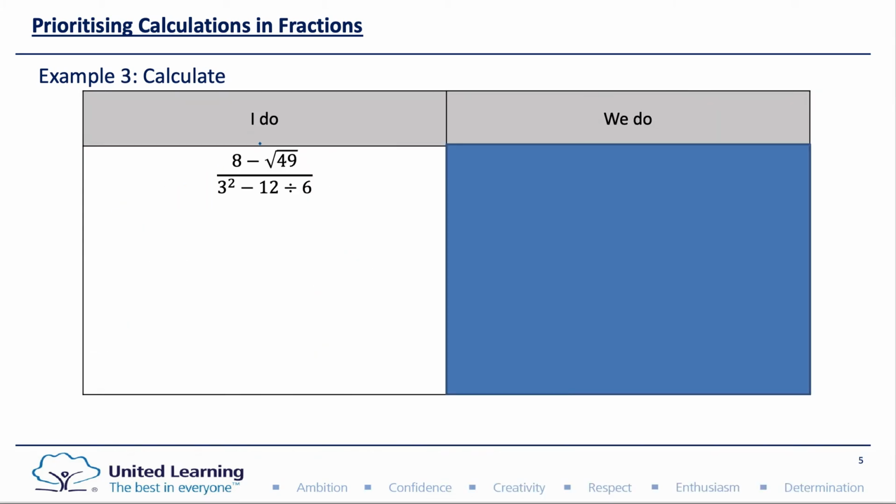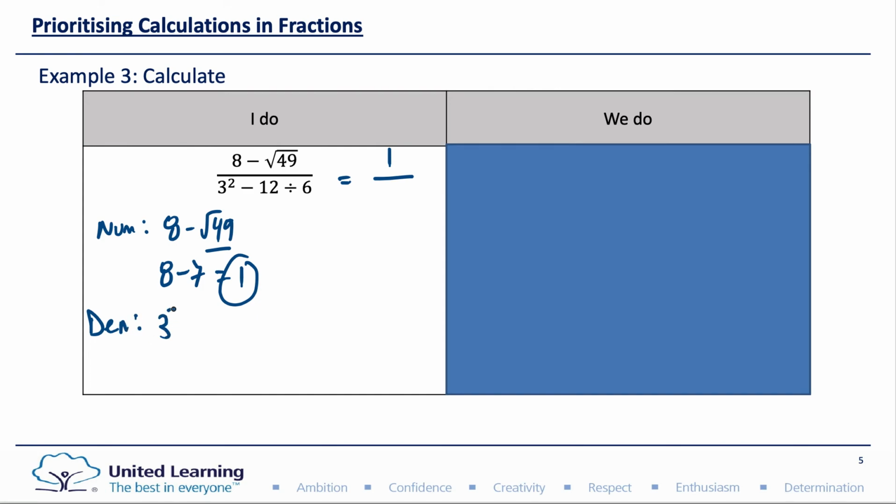Let's do one more. So now we're going to apply indices and roots like we saw in the previous video. Same thing, if we could just figure out what this value represents and what this value is, then we can worry about the division last. So let's come over here and write the numerator. So 8 minus the square root of 49. So the square root of 49 is 7, and 8 minus 7 is 1. So the numerator is 1 over, let's go denominator.